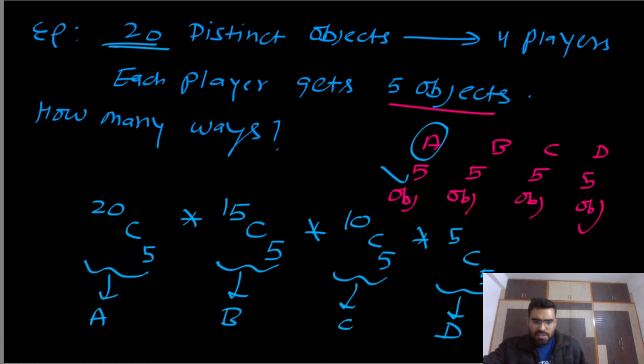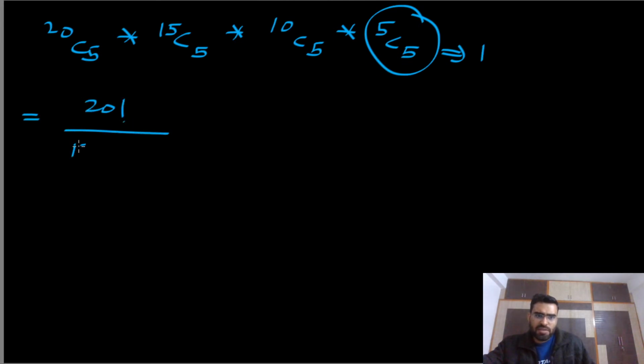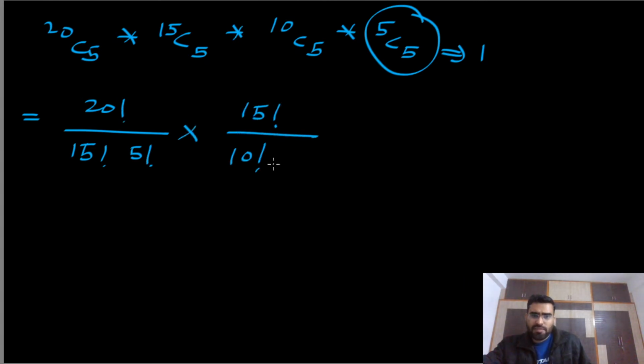If you solve this, you will get something like this: 20C5 multiplied by 15C5, 10C5, and 5C5. This 5C5 is just 1. Finally, you will get 20 factorial divided by 15 factorial times 5 factorial, multiplied by 15 factorial divided by 10 factorial times 5 factorial, multiplied by 10 factorial divided by 5 factorial times 5 factorial.